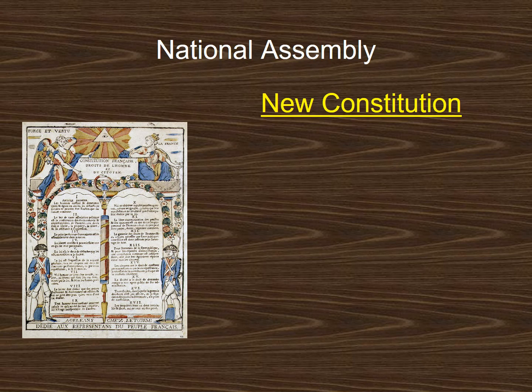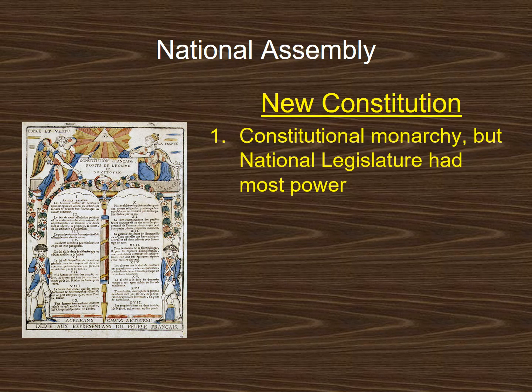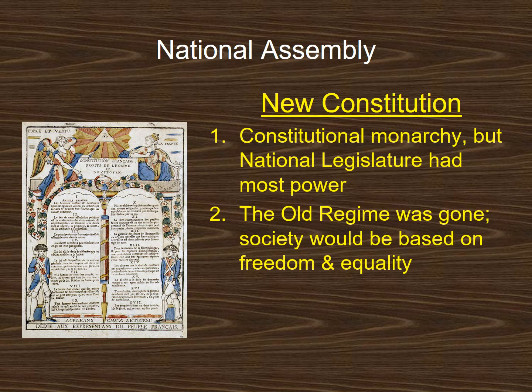After several months of deliberation, the National Assembly was able to adopt a new constitution. They decided to keep the monarchy, but they wanted the monarch to have limited powers. So they had a constitutional monarchy, but there was a national legislature as well. The national legislature would be a check on the actions of the monarch.